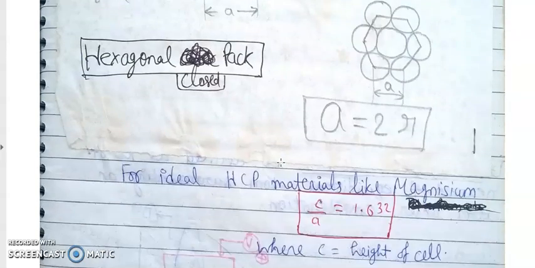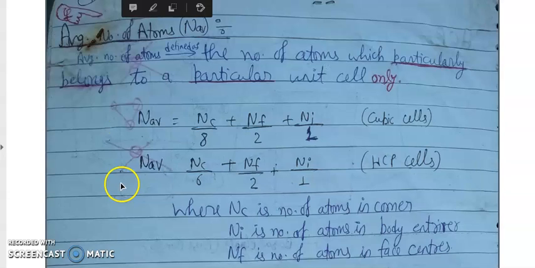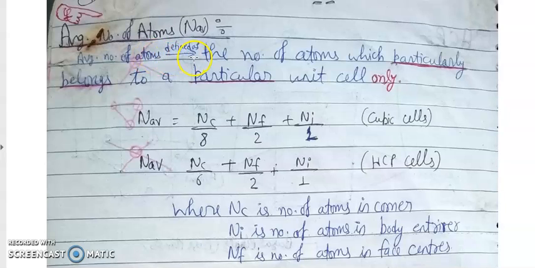Hexagonal close pack. Now today we are going to discuss the average number of atoms. Average number of atoms is defined as the number of atoms which belong to a particular unit cell only. This is a unit cell calculation only, meaning the number of atoms in a particular unit cell, either for your BCC, FCC or HCP.